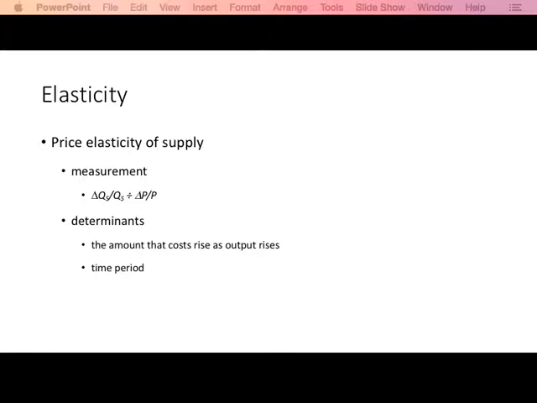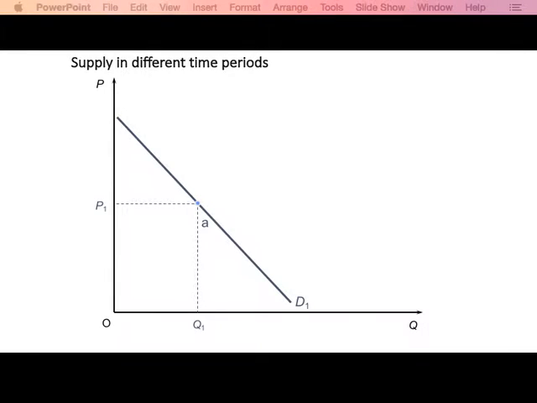So does that make sense to you guys? The amount that costs rise as output rises. Yeah? If making that additional unit is expensive, supply may not be available. Yeah? Extra supply may not be available. And time period, we're going to have a look at that time period example here.